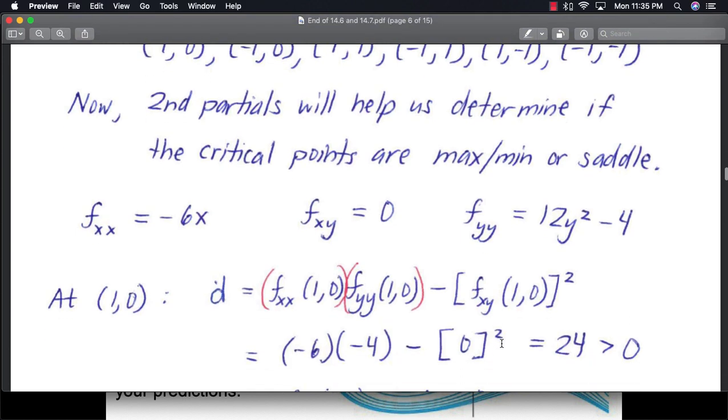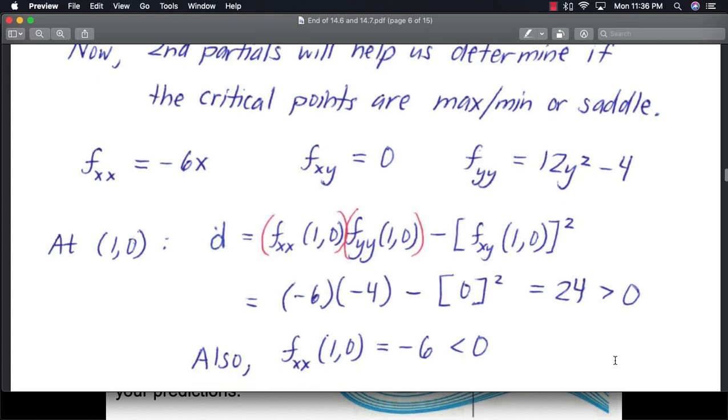And in this particular case, I end up getting negative 6 times negative 4, right? Because if I plug in a 1 here, I get negative 6. If I plug in a 0 here, I just get negative 4. Multiply those out, minus the 0, we get 24. Well, that gave me a positive result, yes?